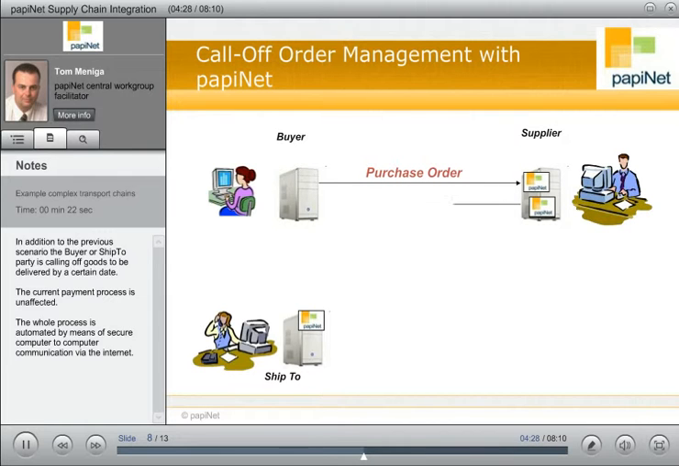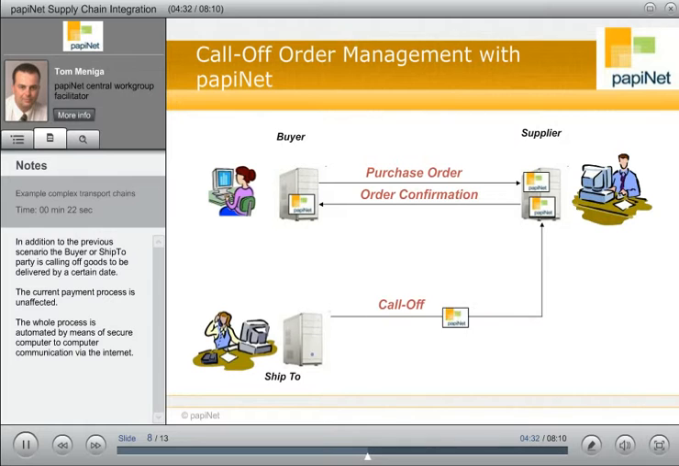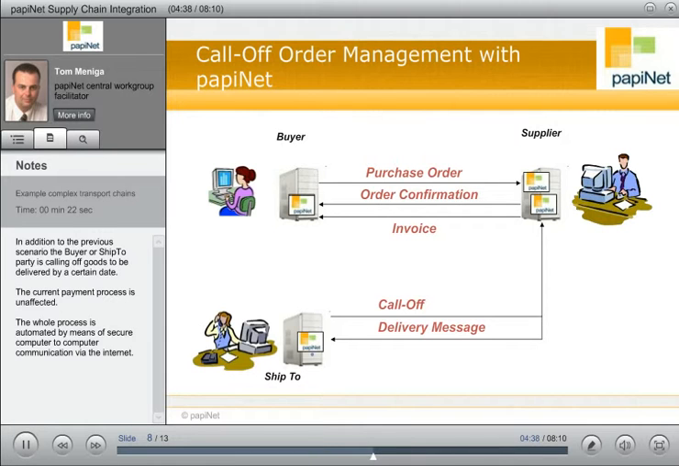In addition to the previous scenario, the buyer or ship-to party is calling off goods to be delivered by a certain date. The current payment process is unaffected. The whole process is automated by means of secure computer-to-computer communication via the internet.